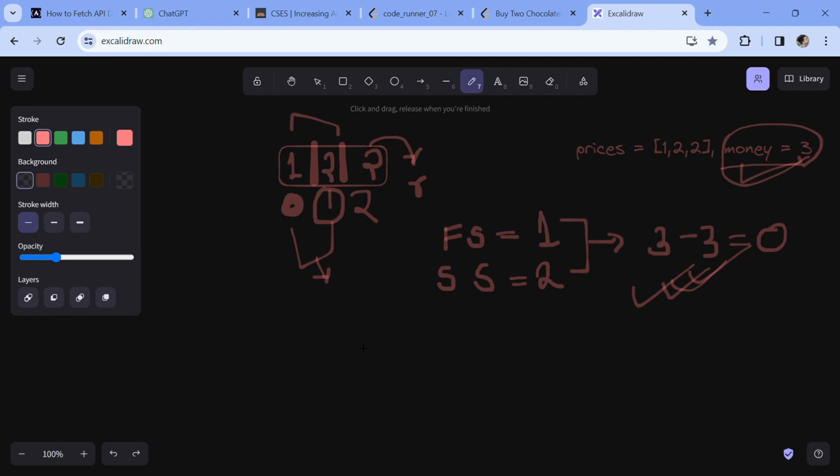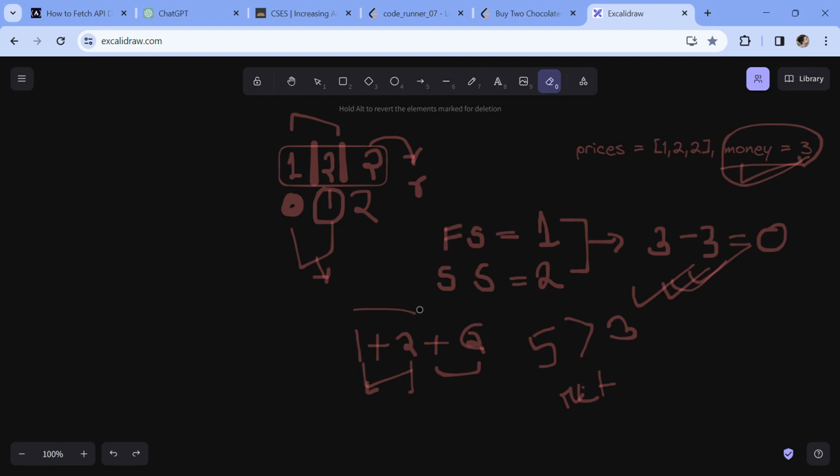If we want to buy 3 chocolates, then we have to take the 3 smallest numbers. So for buying 3 chocolates, we take the 3 smallest numbers. Taking the summation of these elements, 2 plus 2 is 4, plus that is 5. So 5 is larger than 3, so we have to simply return the original amount, that is the initial money. So we cannot buy 3 chocolates with the given money.